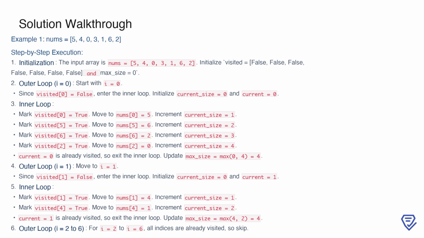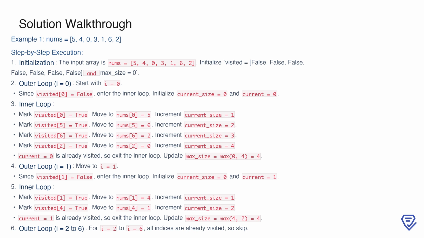The size of this nesting is 4, so we update max_size to the maximum of its current value and 4, resulting in max_size equals 4. Next, when I equals 1, visited[1] is false, so we process this index.